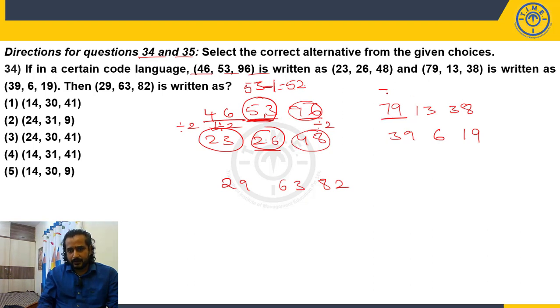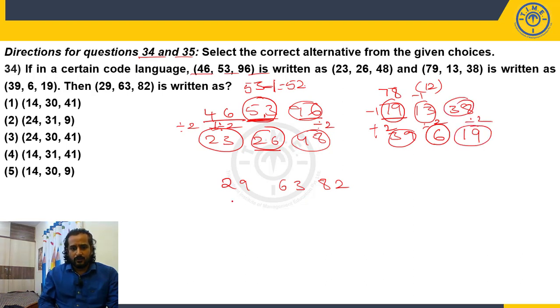79 subtracted by 1 according to this, 78, divided by 2, perfectly matching. So minus 1 they are doing, minus 1 and divided by 2. Odd number is given, 13. So minus 1 will be how much? 12. So 12 by 2, 6, perfectly matching. Divided by 2. 38 divided by 2. Even number, divided by 2 directly.